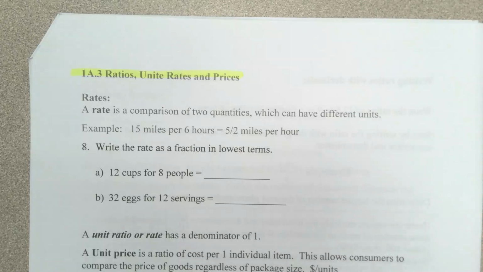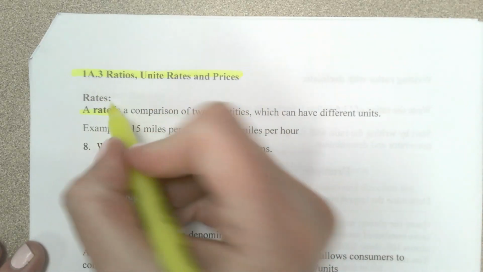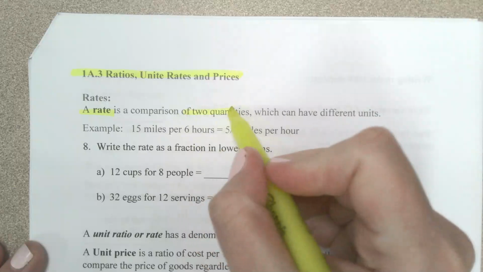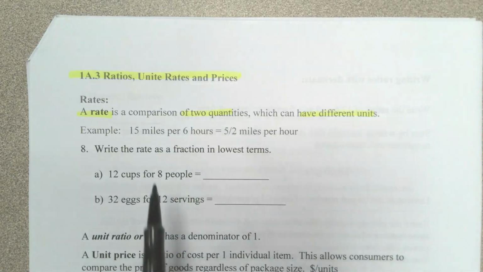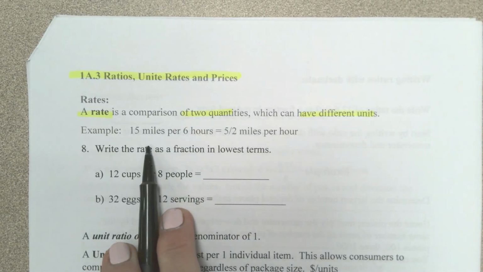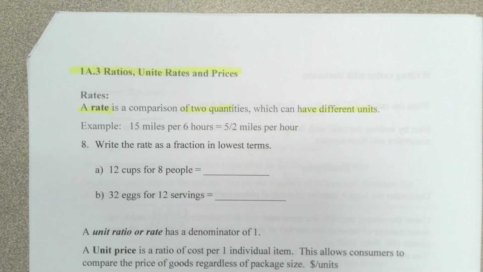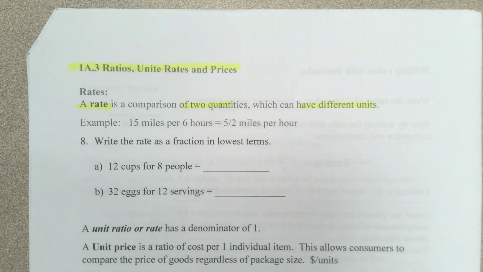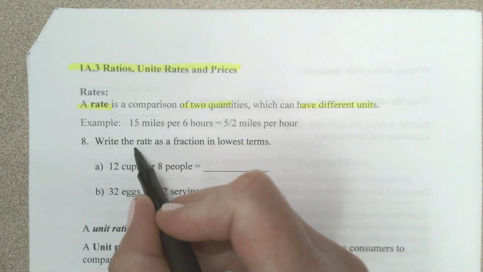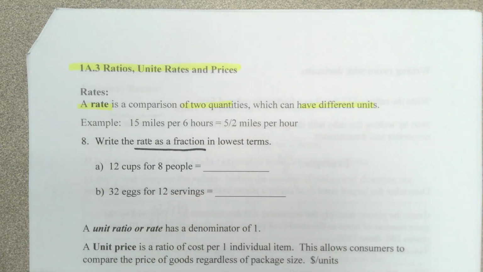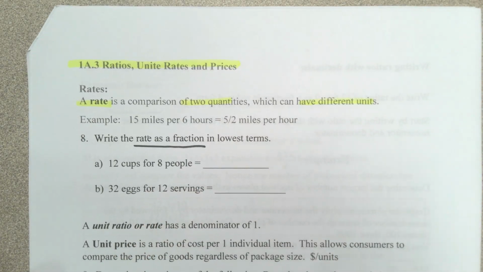So when we have a rate, we are comparing two quantities and they can have different units. So like miles per hour. So if you go 15 miles in 6 hours, or on the interstate, you're going 60 miles per hour. So we are going to write the rate as a fraction in lowest terms.